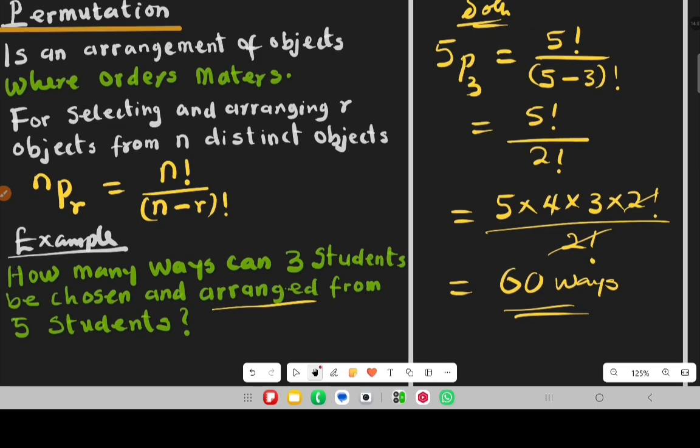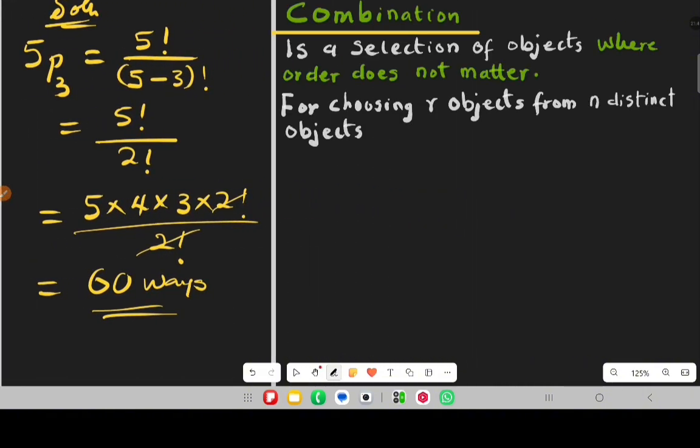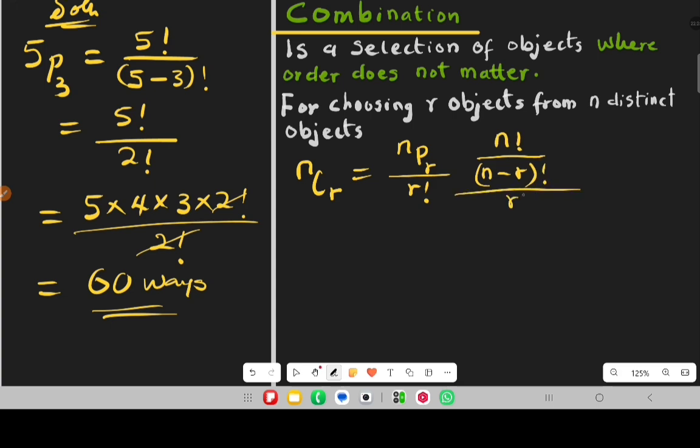We move further to combination. Combination is the selection of objects where order does not matter. For choosing r objects from n distinct objects, it is written as n combination r, which is equal to n permutation r all over r factorial. If we move further, n permutation r is written as n factorial all over (n minus r) factorial, all over r factorial.